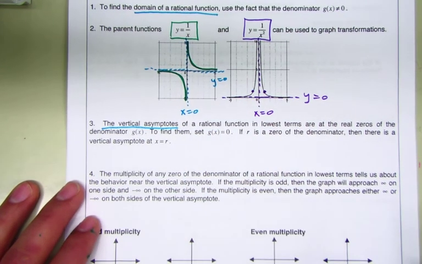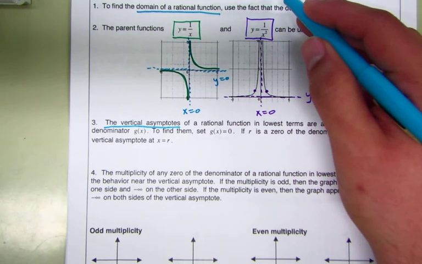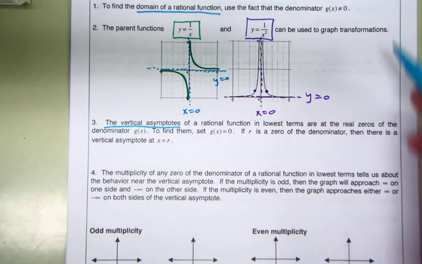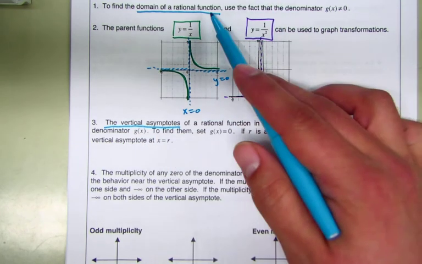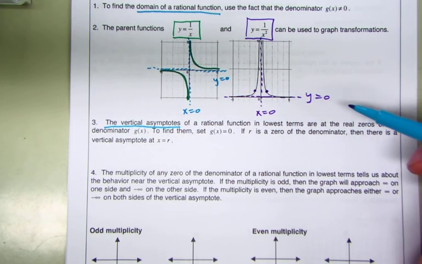I lost my train of thought. Where was I? Ah, yes. Once you figure out what values those are, that's going to help us figure out the domain. So we'll do that in a minute here.